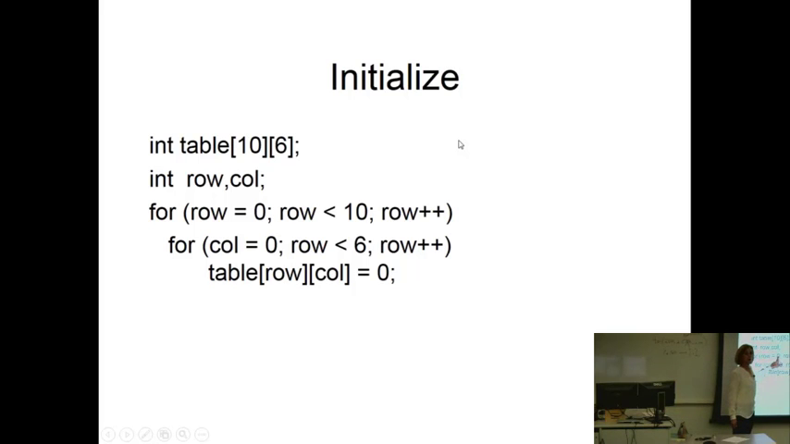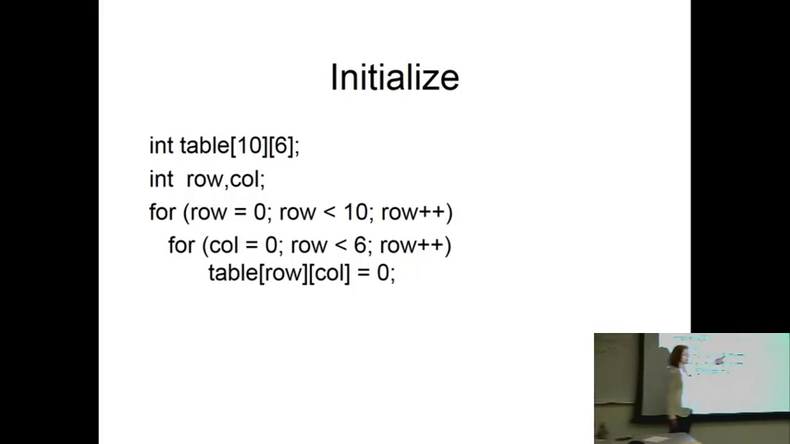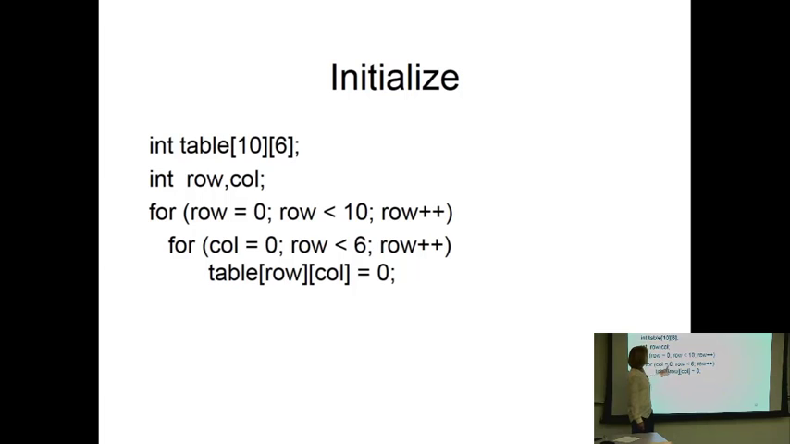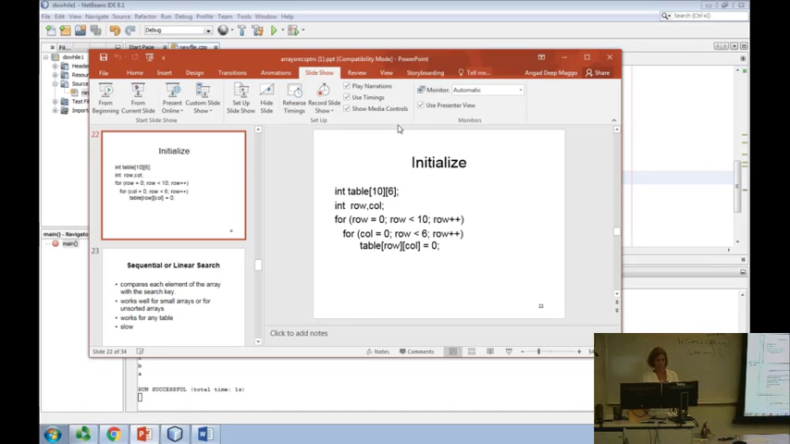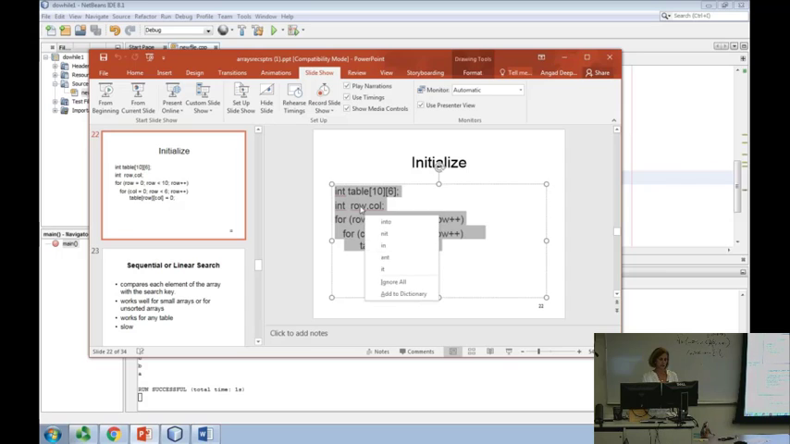Row is 0. And then what happens next? Is 0 less than 10? Column is 0. Is column... whoops, I have a typo. Let's do it on a... wow, you'd think after all these years I wouldn't have these. It should be all column. Not sure how I did that.